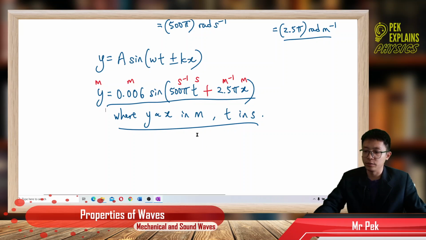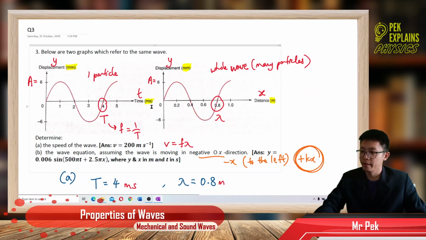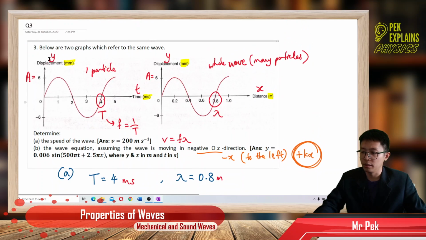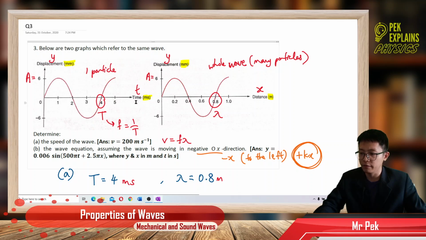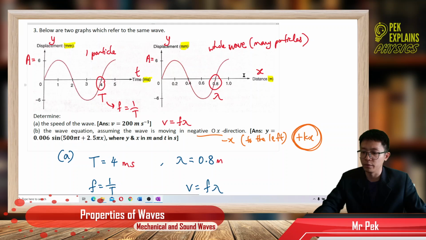Okay, that's how you find the equation. First of all, I just want to revise with you. Remember to check the unit. The amplitude follows the displacement unit, millimeter. The period follows the time, millisecond. The y versus t graph gives you the period, and the y versus distance graph gives you the lambda. From the period you can get frequency. Once you have frequency, frequency times lambda gives the wave speed: v equals f lambda. So from this graph, you can find the speed of the wave.